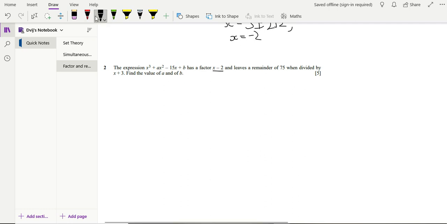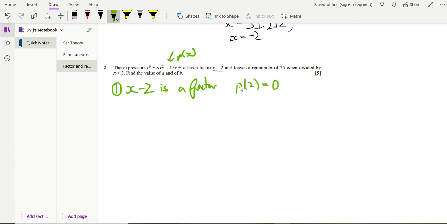So let's use green for this one. Let's first consider the first case where x minus 2 is a factor. So what does this mean? If x minus 2 is a factor, let's just say this is p of x again, then p of 2 is going to be equal to 0. We know that. So what can we do with that? We have p of 2 is 0.